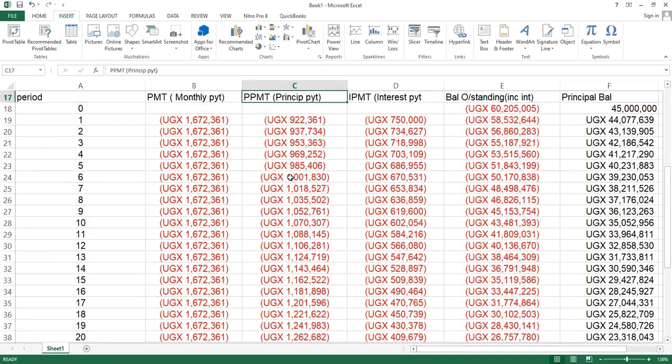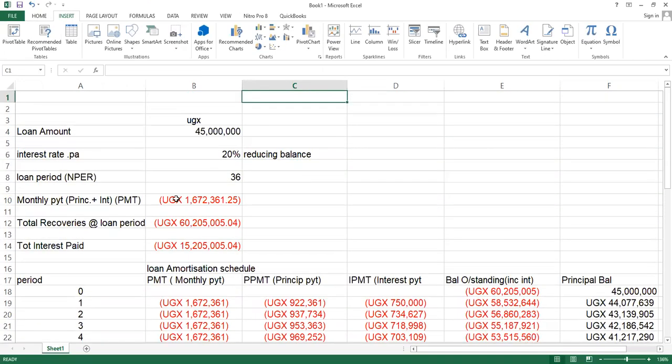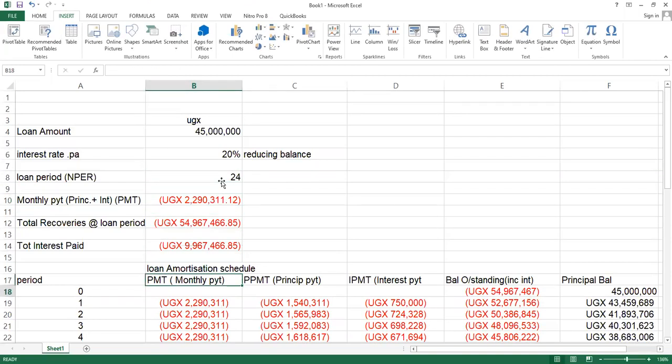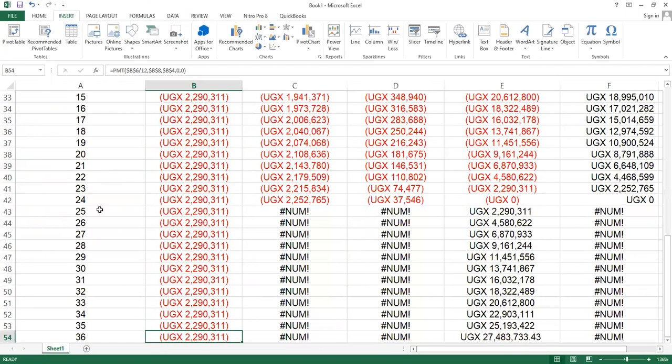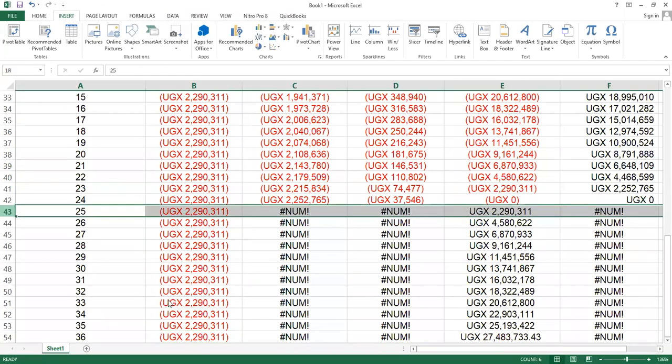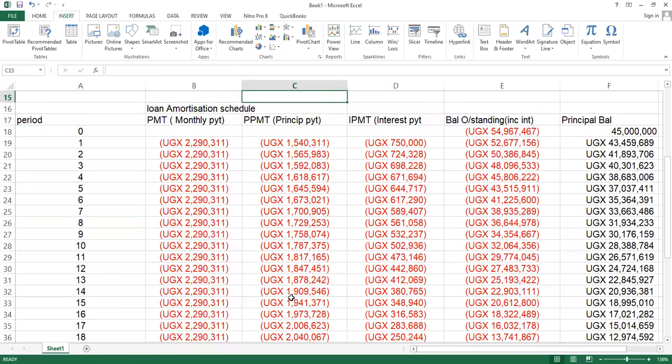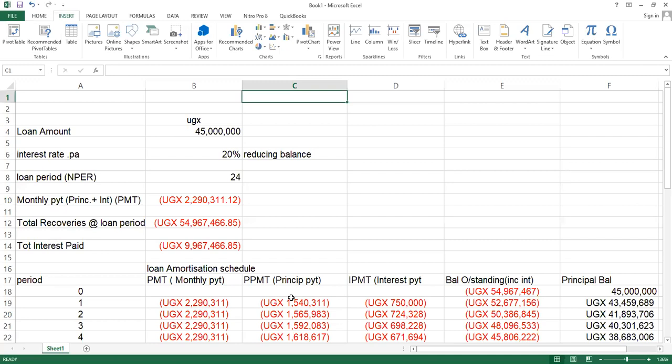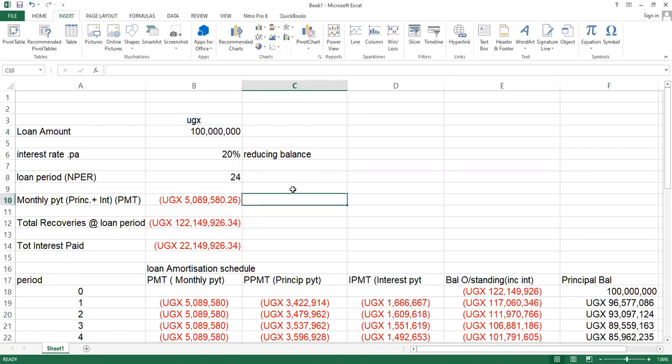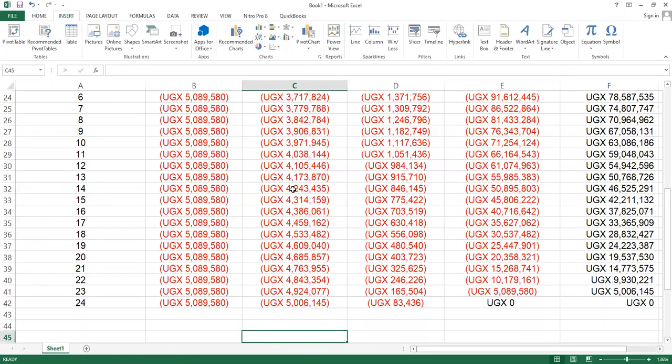If the loan period has changed maybe to 24, I change the loan period. Of course, after 24 months, you'll find that you need to delete all the rest, because the loan period ends on 24. If the loan amount, let's say now has gone to 100 million, you just change only one amount. So that is what you'd be paying, assuming the period is 24.